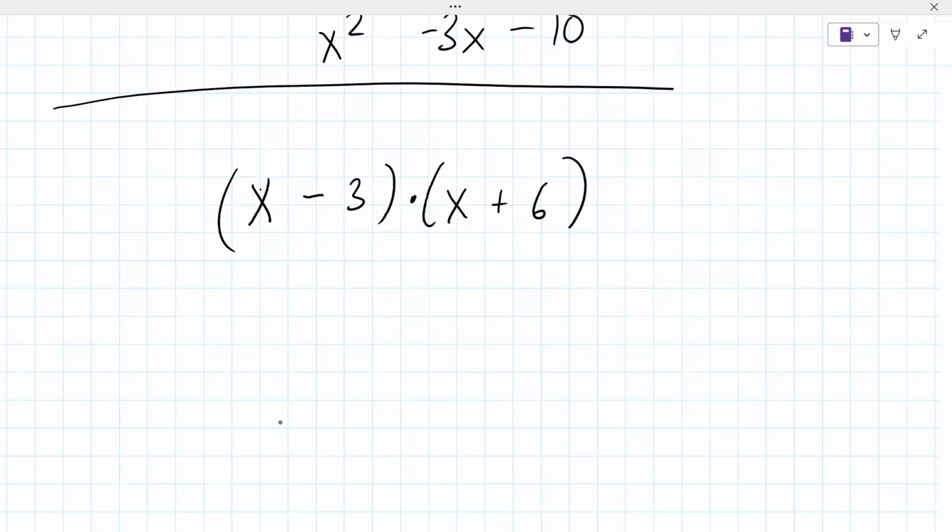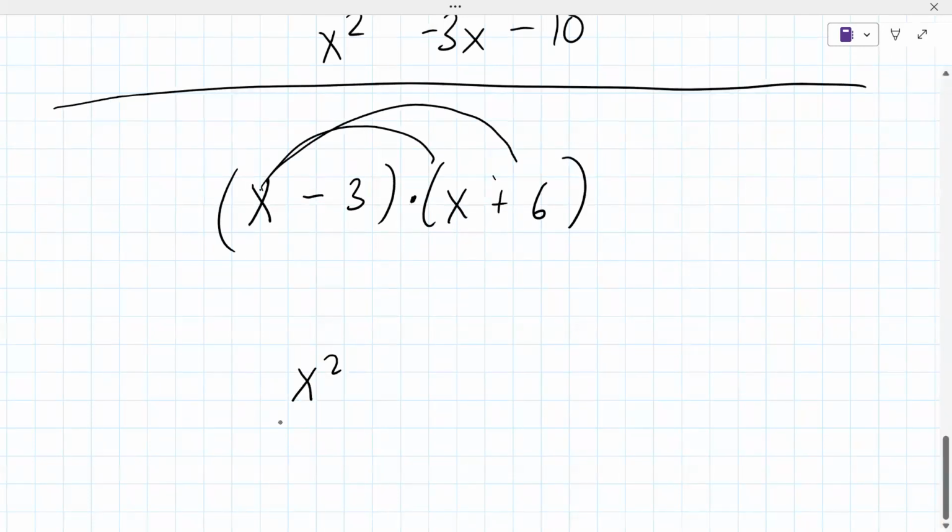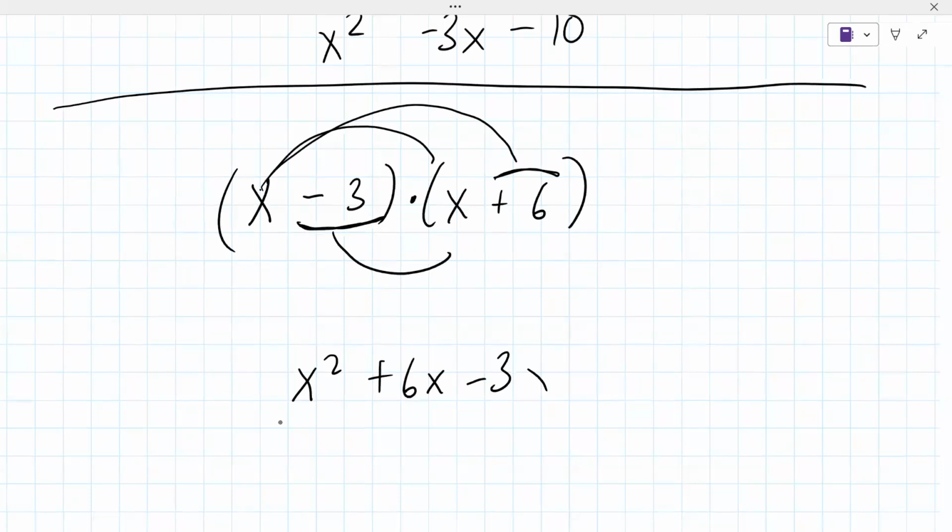All right, which one should go a bit faster? What is x times x? That's x squared. Okay, and then x times positive 6. That would just be 6x. Okay, and then the inner, remember you're taking the whole operator with it, so it's really -3, -3x. Okay, and then times the last, that would be -18.